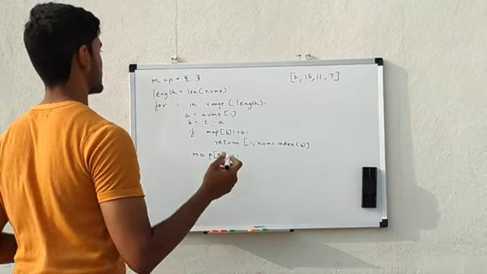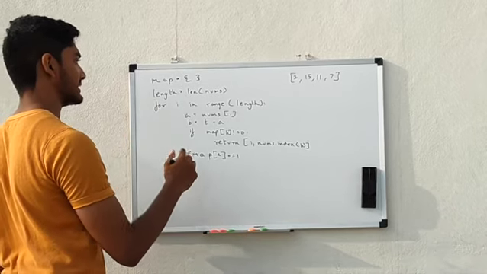Okay, so now let's look at this code. We'll go line by line using this example.